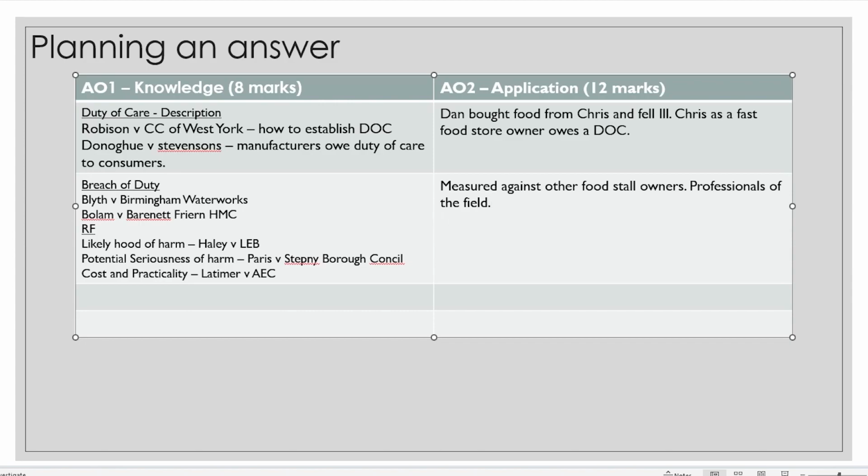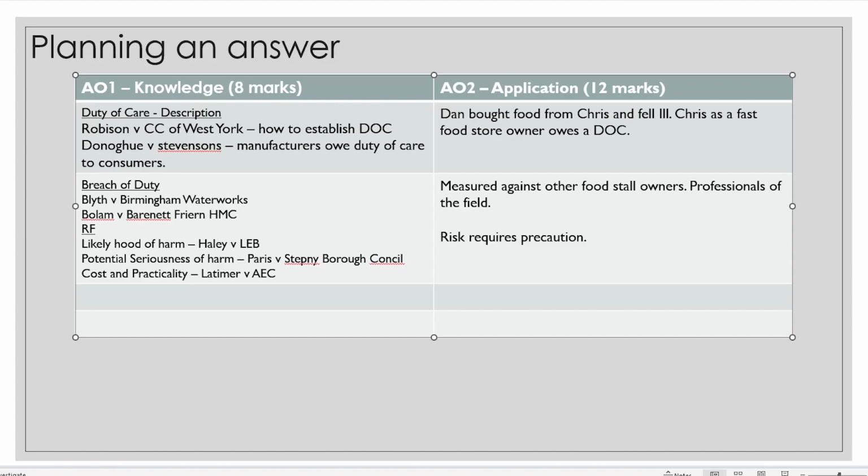Then we look at the risk factors. So what can we say for the risk factors? How can we apply that to the scenario? Well, let's look at the likelihood of harm. What happened in Haley? What's the legal principle in Haley v. London Electricity Board? Well, the legal principle was that basically to do with greater precaution. If there was a greater risk, then you need a greater precaution. Here, there was a risk, and so there's a need for precaution.